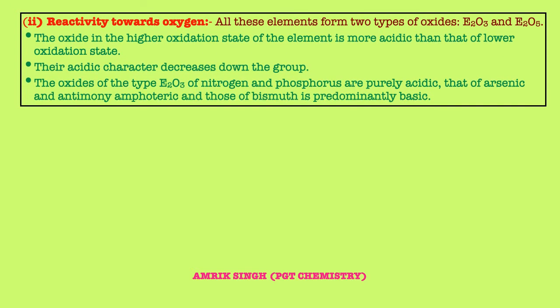Yes, reactivity towards oxygen. All these elements form two types of oxides, E2O3 and E2O5. The oxide in the higher oxidation state of the element is more acidic than that of lower oxidation state. Their acidic character decreases down the group. The oxides of the type E2O3 of nitrogen and phosphorus are purely acidic, that of arsenic and antimony amphoteric, and those of bismuth is purely basic.